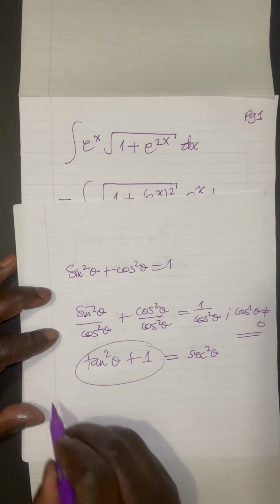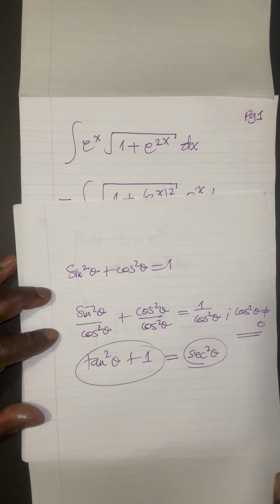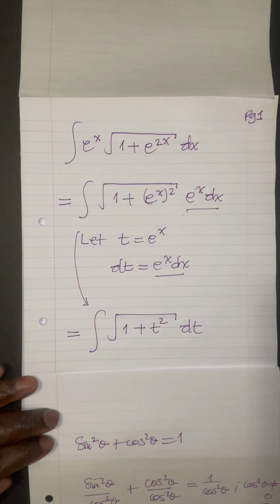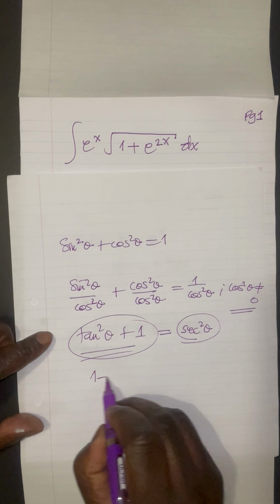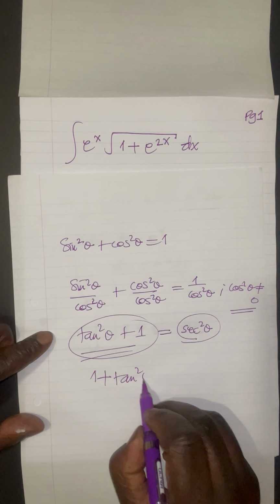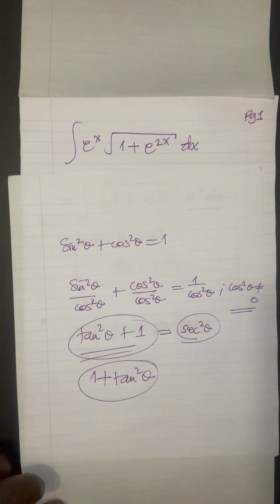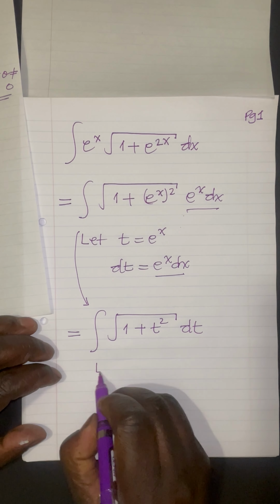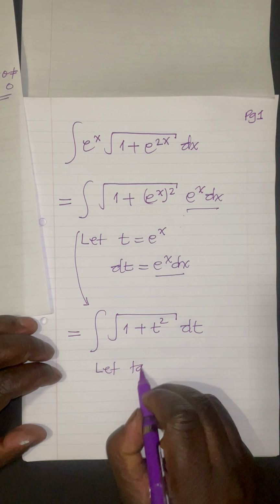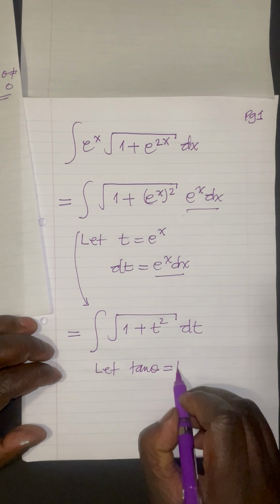So when I see this, I see this. Now, if you look at the expression under the square root sign now, 1 plus t squared truly resembles this part here. If you write it as 1 plus tan squared of theta, this one here resembles that expression. So I'm going to let tan of theta be equal to t.